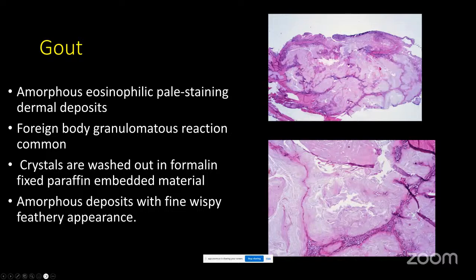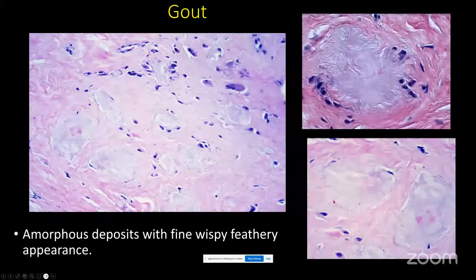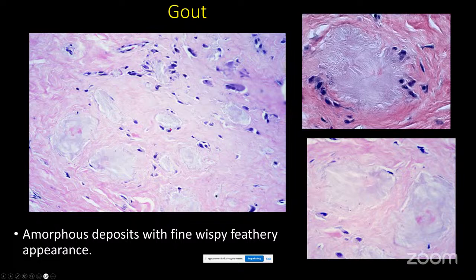So gout, again, low power, you have amorphous eosinophilic, usually a little more pale staining, sort of lavender staining material in the dermis, often surrounded by a granulomatous infiltrate. And if you look closely, the crystals dissolve out, but it leaves these wispy changes here that look very feathery. So here you have surrounding sclerosis or fibrosis, some multinucleate giant cells, and then these areas of sort of pale staining material with this feathery appearance. Sometimes you have to move your condenser down to show it a little bit more, with surrounding histiocytic response.